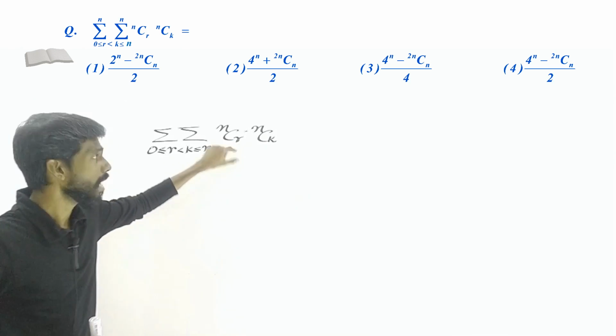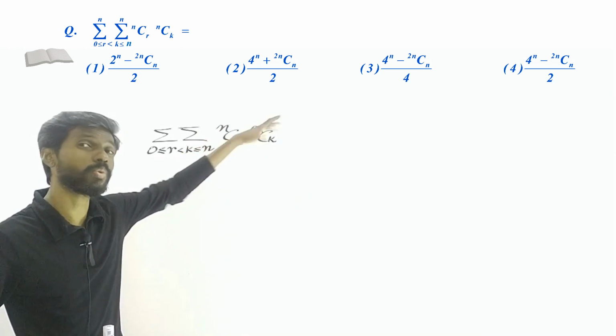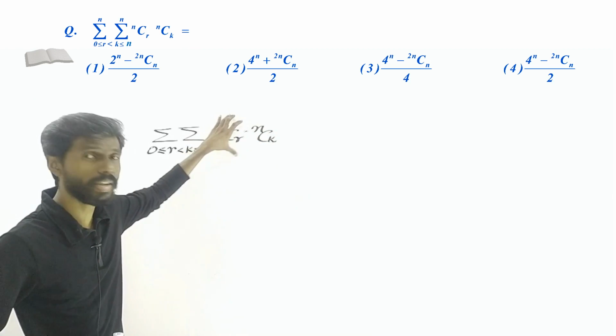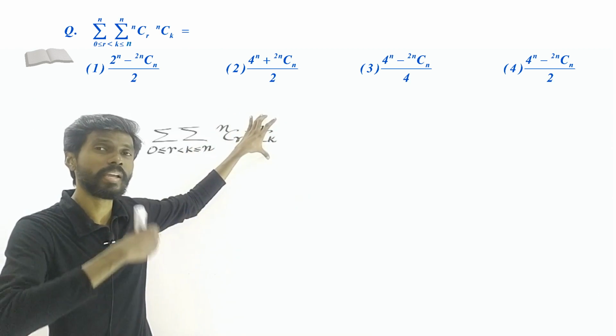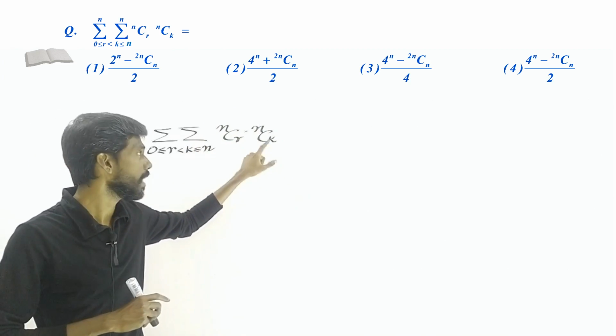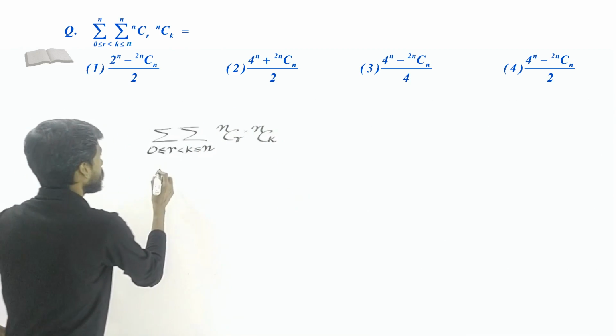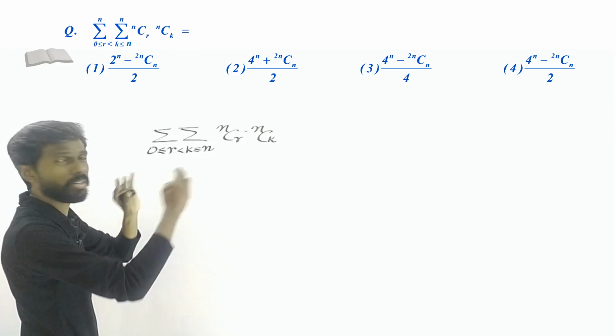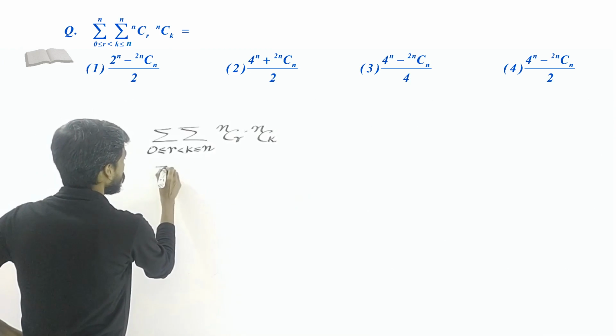Now R is 1: nC1, nC2, nC1, nC3, nC1, nCn. Now if R is 2, nC2, this will start from 3 only, nC3, etc. So it is like this. A few terms we will write. It's not possible to write all the terms. So it is like this one.